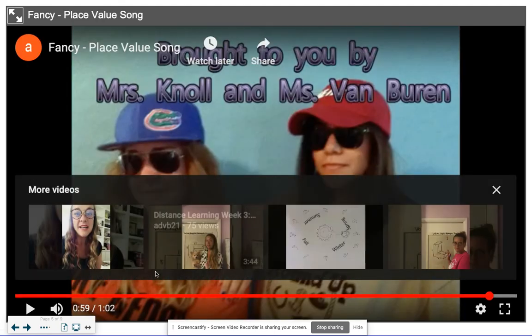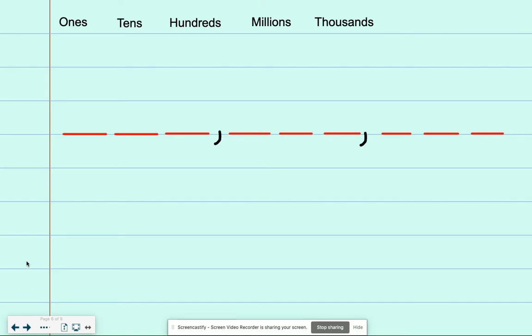Place value. So songs are a really good tool that can help you understand place value. This is what I want you to write down in your notebook. You're going to make 9 dash marks. And I'm going to show you the pattern that they were talking about.